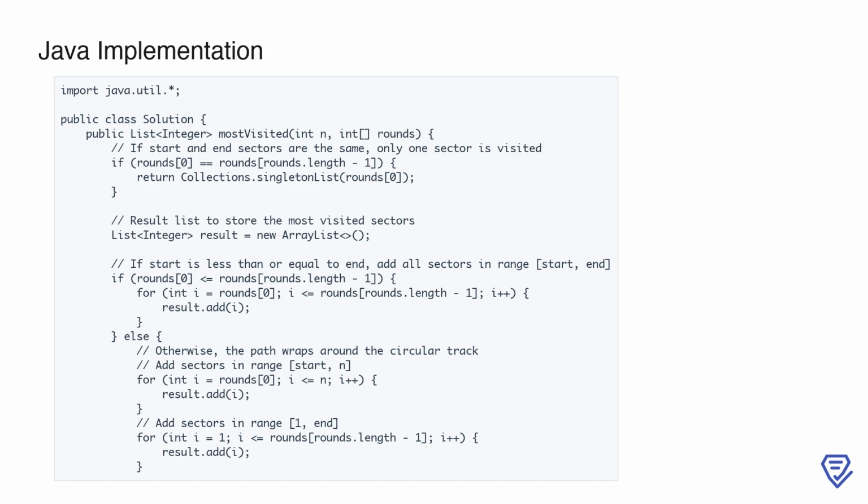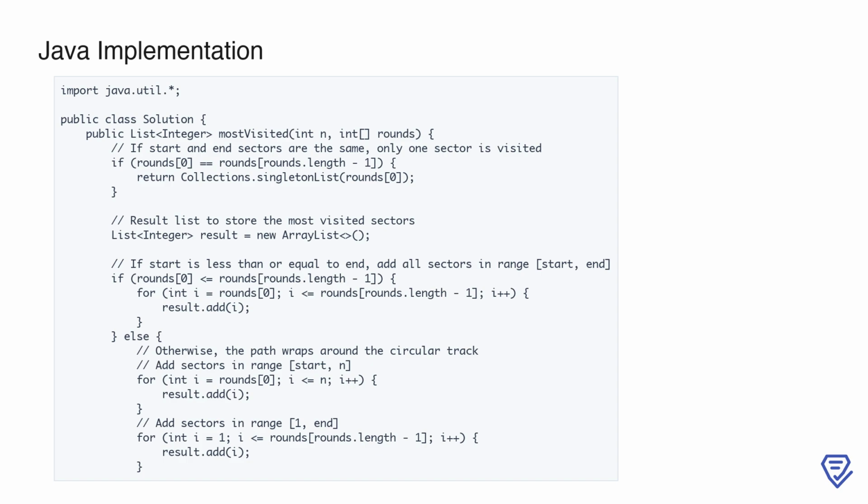Here, we start by importing the necessary packages and defining our solution class. The core method, most_visited, takes two parameters, n, representing the total number of sectors in the circular track, and rounds, an array that contains the sequence of sectors visited during the race. First, we handle a simple edge case. If the starting sector and the ending sector are the same, it means only one sector is visited throughout, so we return a list containing just that sector using collections.singletonList. Next, we declare a result list to store the most visited sectors.